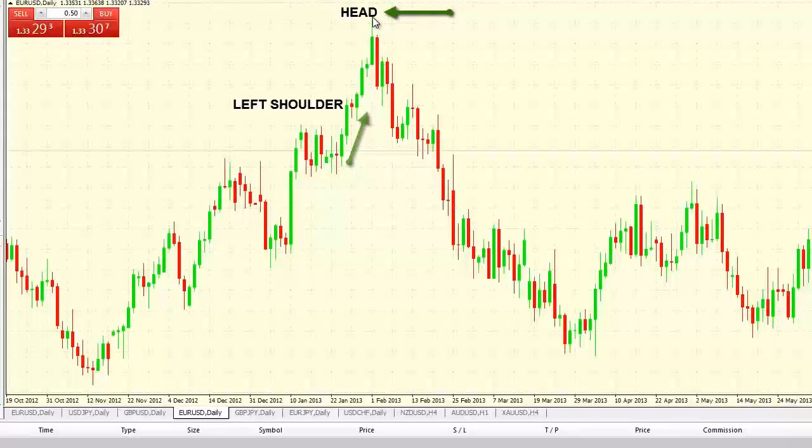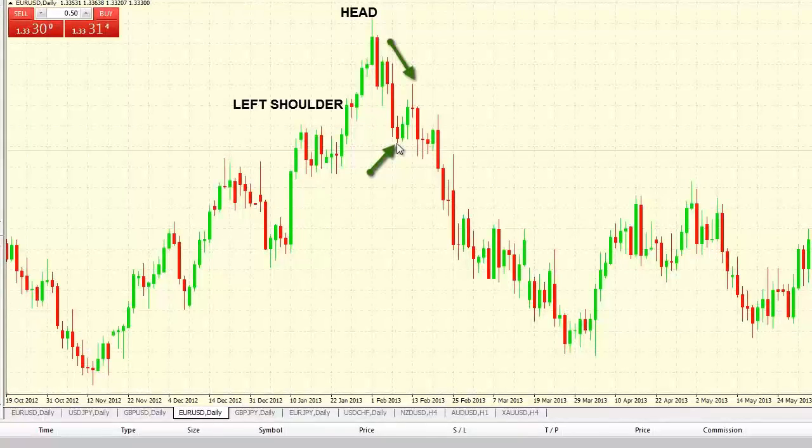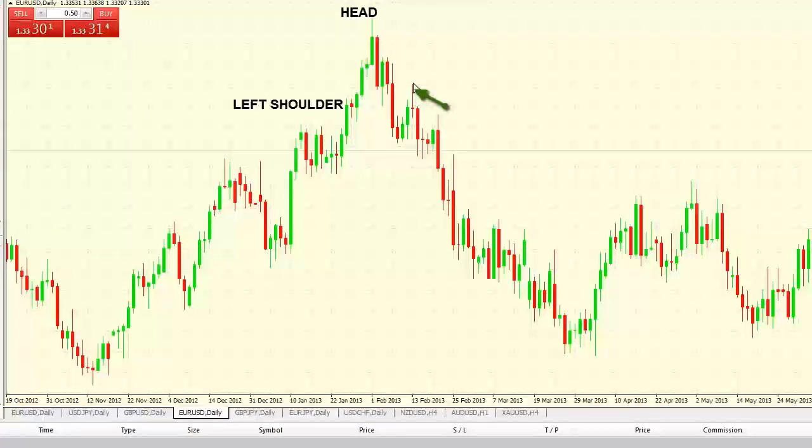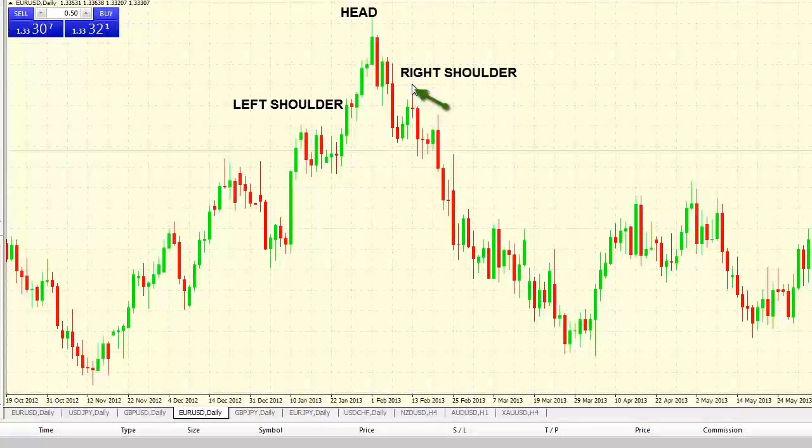From this higher high, the price retraced back towards the lower levels at this point, completing the formation of this head. After the low at this point, the price again retraced towards higher price level, peaking at this point, which forms the peak of the right shoulder. As you can see, this high is lower than the high of the head, but higher than the high of the left shoulder. In some cases, the peak of the right shoulder could be at the same level as the peak of the left shoulder.